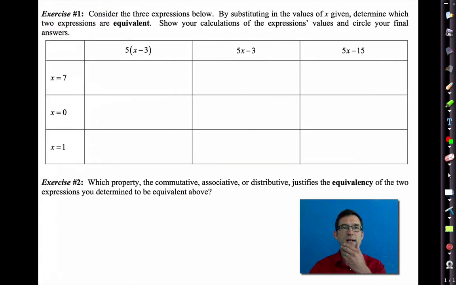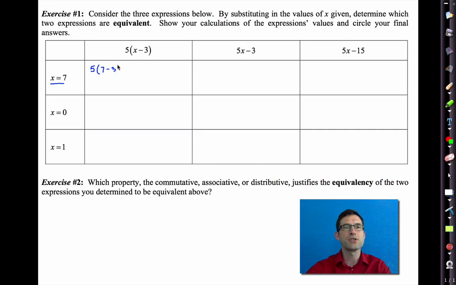Let's take a look at exercise 1. It says, consider the three expressions below. By the three expressions, what I mean is 5 times x minus 3, 5 times x, then minus 3, and 5 times x minus 15. It says, by substituting the values of x given, determine which two of the expressions are equivalent. Show your calculations of the expression's values and circle your final answers. So let's take a look. In other words, we're going to take 7 and put it in here for x, here for x, and here for x, and we're going to figure out what their values are. So let's do it.